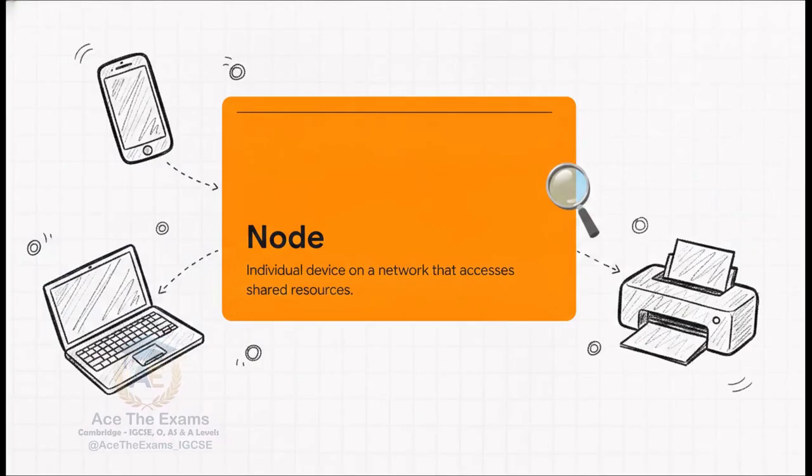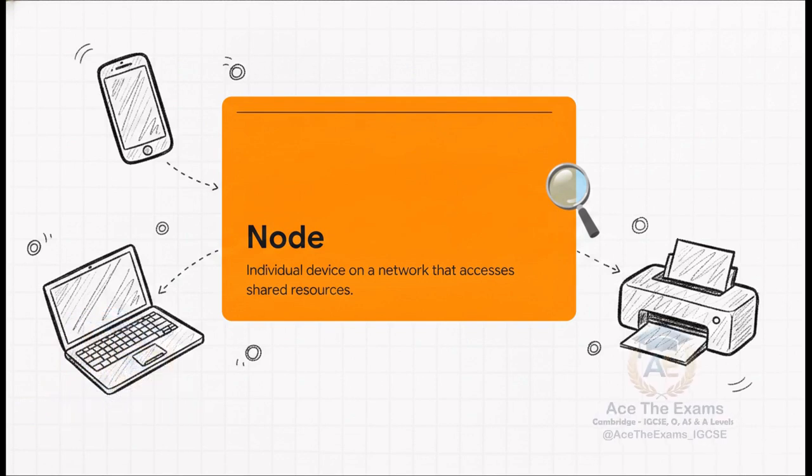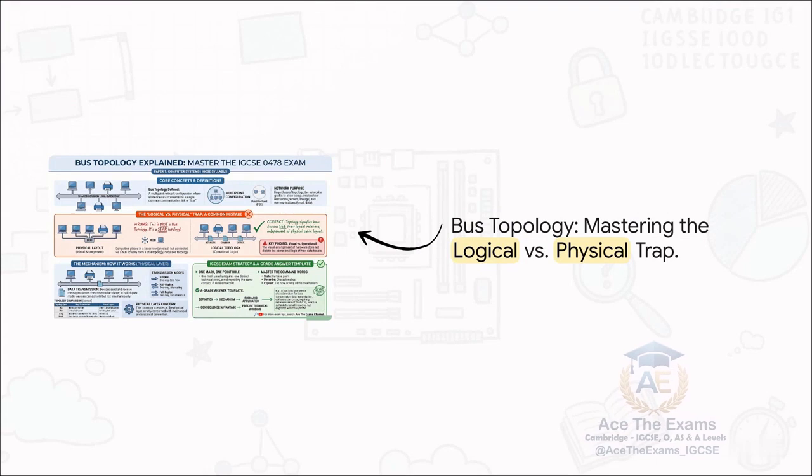Okay, so our computer is awake and its operating system is happily loaded into RAM. Now it wants to talk to the outside world. But before we expand our view from that internal hardware outward to the local network, we really need to nail down a core vocabulary word: node. A node is simply an individual computer or device within a network that accesses shared resources. So your smartphone, your laptop, even that wireless printer sitting in the corner, when they're on a network, those are all nodes.